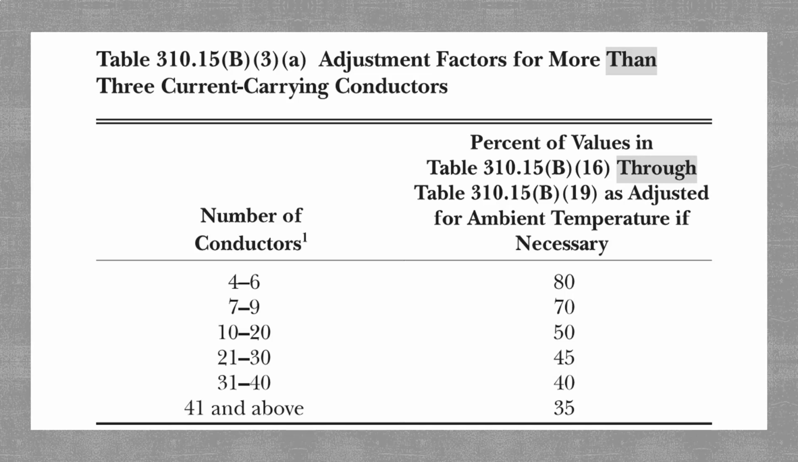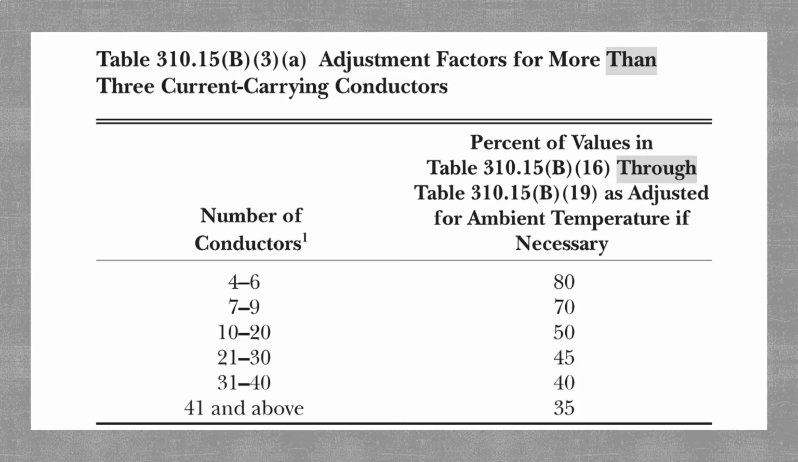Under our number of conductors we go down and we see 7 to 9, which is where 8 would fall. Then on our right-hand column we see percent of values in Table 310.15(B)(16) through Table 310.15(B)(19) as adjusted for ambient temperature if necessary. So once again these are percentages under this column. We see 80%, 70%, 50%, and so on. For our 7 to 9, which is where we fall, we go across in that row and we see 70%.